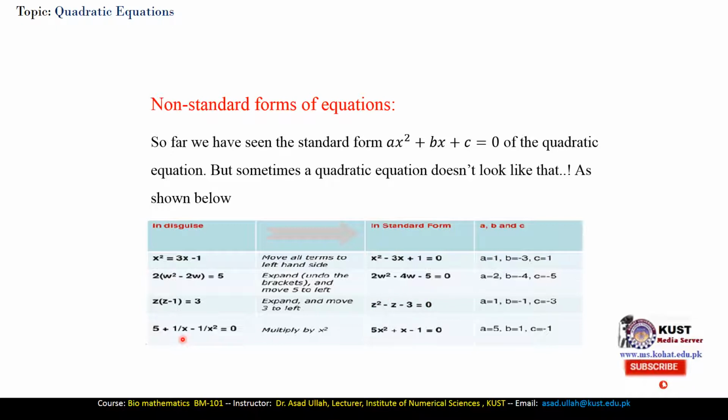In the last example, 5 plus 1 over x minus 1 over x square is equal to 0. To transform this equation to the standard form, we multiply this equation by x square. We get 5x square plus x minus 1 is equal to 0. This equation is the standard form of the quadratic equation.